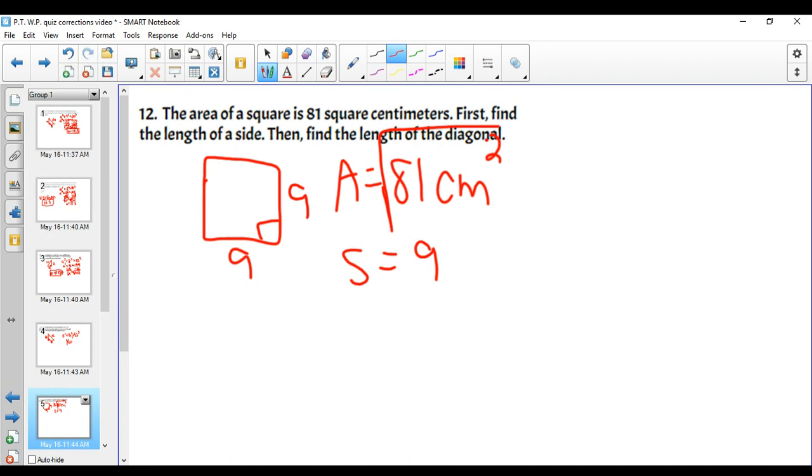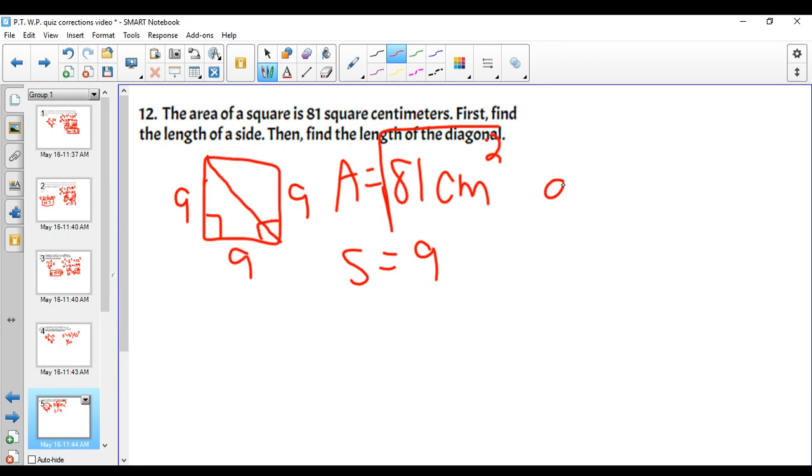Now the question's asking for the length of the diagonal. So we'll draw the diagonal in here. Okay, and then also I'll label this side. So you could focus on this triangle on the left side or the one on the right. Either way, it's going to work out the same. Let's look at the one on the left here. So clearly my legs are both 9, and then we're asked to find the hypotenuse.